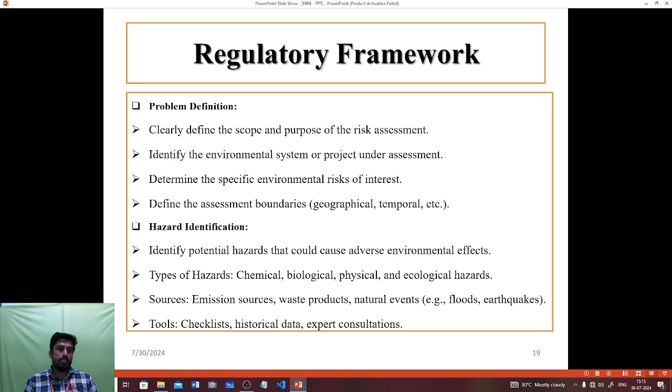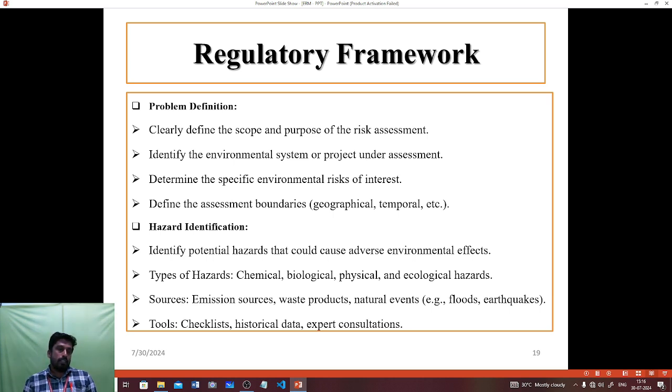First one is problem identification. First we identify the problems and also define the scope and purpose of the risk assessment. We need to find the purpose and explain the scope and applications of the particular project, so that we can easily find the risk assessment method. Here are some components. The first one is identifying the environmental systems or project under assessment. The second one is determining the scope and the specific environmental risk of interest. And the third one is defining the assessment boundaries, like geographical boundaries, etc. So in problem identification, we give the statement of the problems.